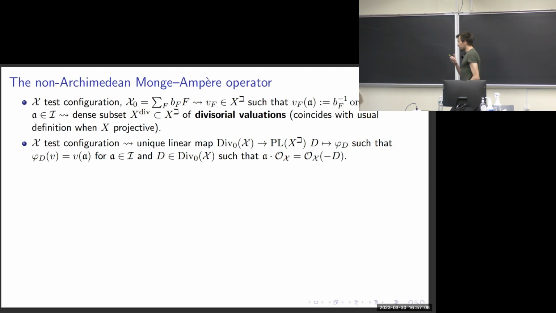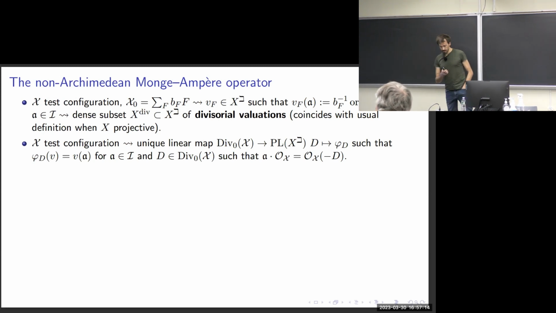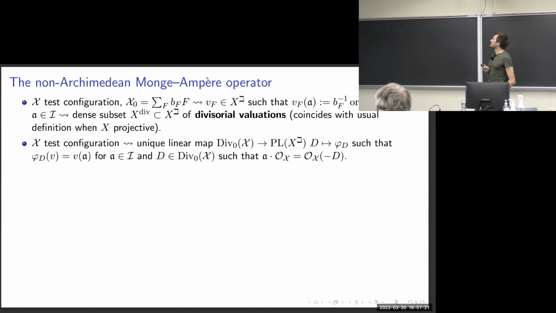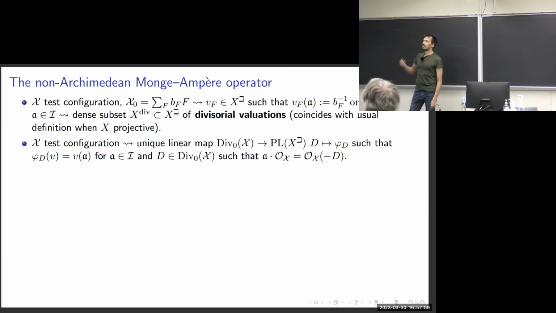So now every test configuration also defines, well, if you take a test configuration and a vertical divisor on it, so an element in the space Div_0, a divisor supported on X_0, it will define some PL function on X^bet. So D is taken to phi_D. And what you require is that if your divisor D comes from an ideal a by blowing up this ideal, then you want the corresponding function to be the function defined by the ideal. So if you blow up a, you get a divisor D, and then you want that phi_D is the corresponding function. And since any divisor on X can be written as a difference of, say, relatively ample divisors, they will come from ideals, and you will be describing the map.